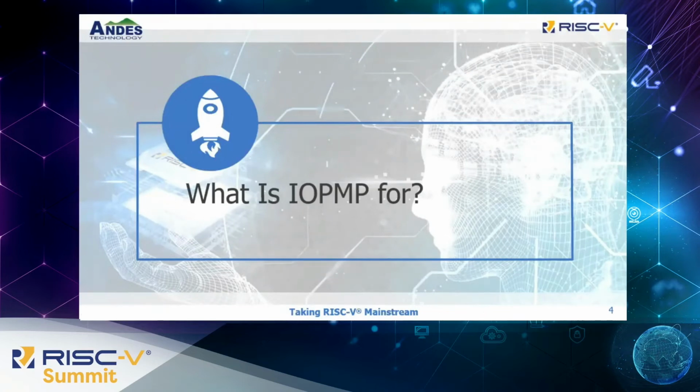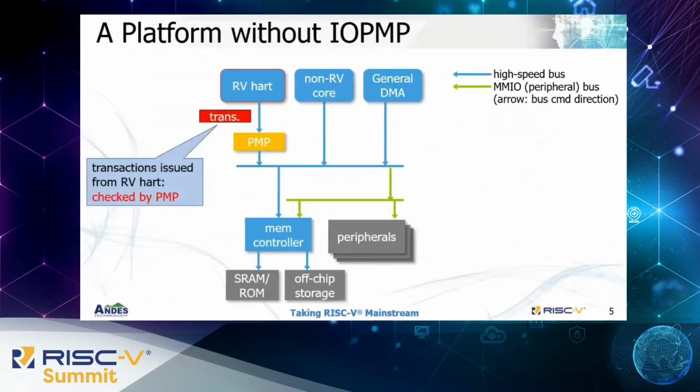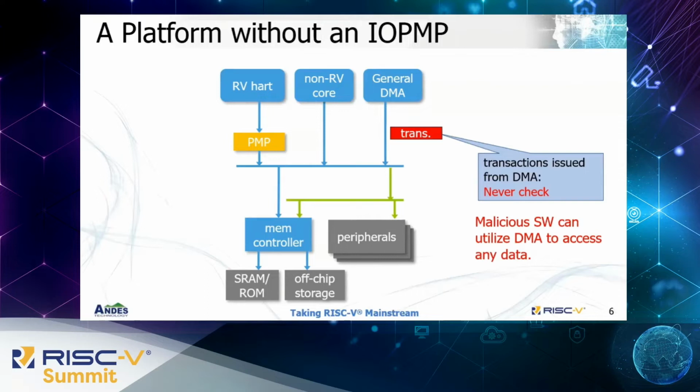Let's see what an IOPMP can serve in terms of security platform. In case that you are the first time to the IOPMP topic, here we will quickly explain why we need IOPMP. This figure demonstrates a platform without an IOPMP. Every transaction issued from the RISC-V heart will be checked by its PMP. In other words, the PMP is the checker of such a transaction. However, what if a transaction is issued from another bus master, for example, the DMA? The transaction will not be checked by any so-called checker. Then, an apparent attack can utilize such a DMA to access any data it wants.